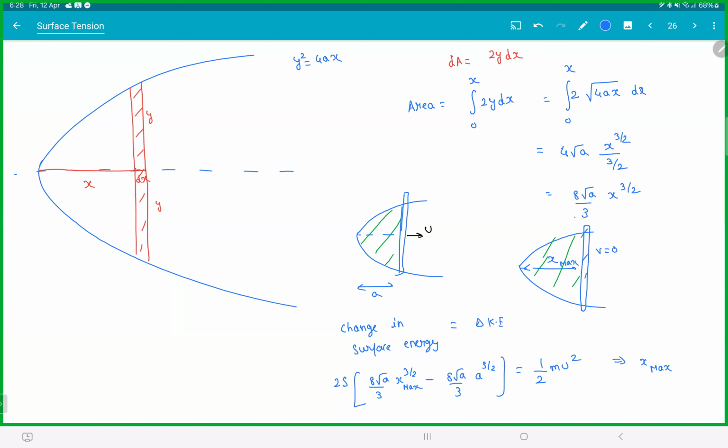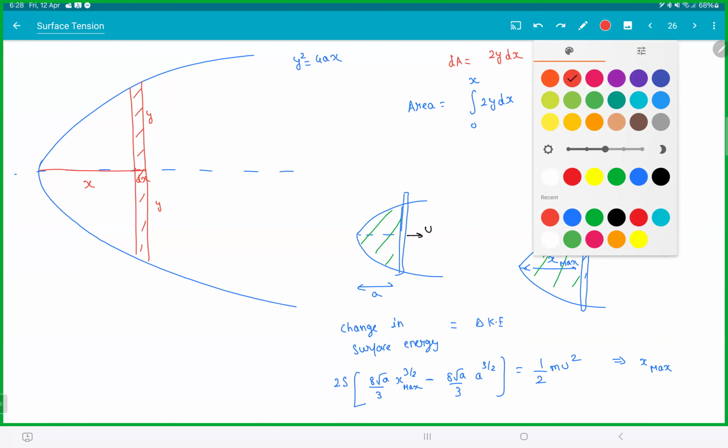So energy you can do with force also. Force में क्या करेंगे? This force F will be how much? 2 into S into 2y. That is equal to mass into acceleration. You write acceleration as v dv by dx, and then you integrate. Actually, you get the same equation. This will become change in kinetic energy, and dx will go to this, which will become change in surface energy. So you can do it with the force method also. That also would have worked. Clear? Next one.